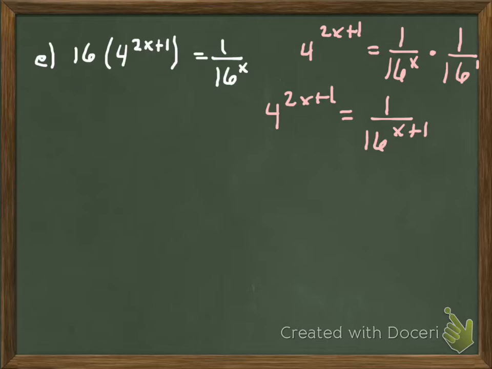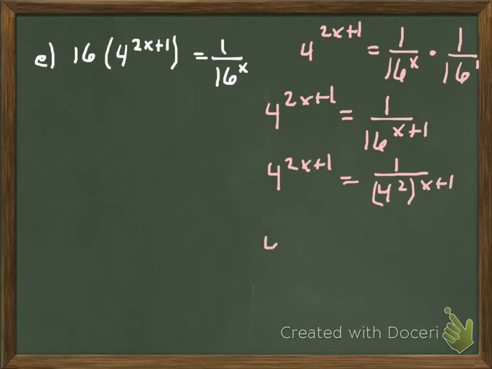Alright, now we're almost to the point where we're ready to make each side the same base. Let me go ahead and do this. You notice that 16 is a power of 4, hopefully. So let's write that 16 as 4 squared. And we'll have 4 to the 2x plus 1 power equals 1 over 4 squared to the x plus 1 power.